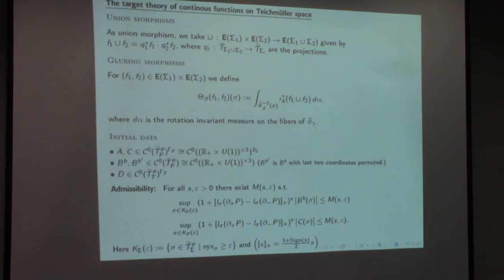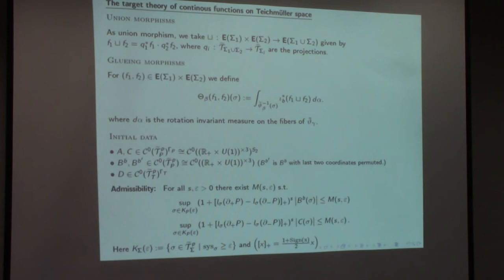So I just take two functions, because my target theory is continuous functions on Teichmuller space, right? I just pull back from one side, pull back from the other side, and take a product. This is a bilinear map of C0, of continuous functions. Okay, very good. So that part is trivial. That's the gluing morphism. The disjoint union morphism.